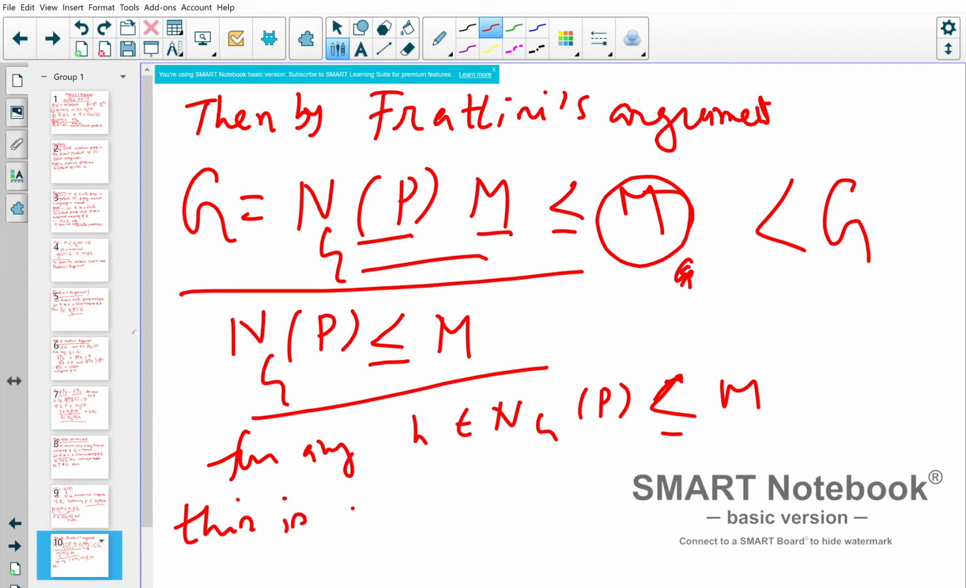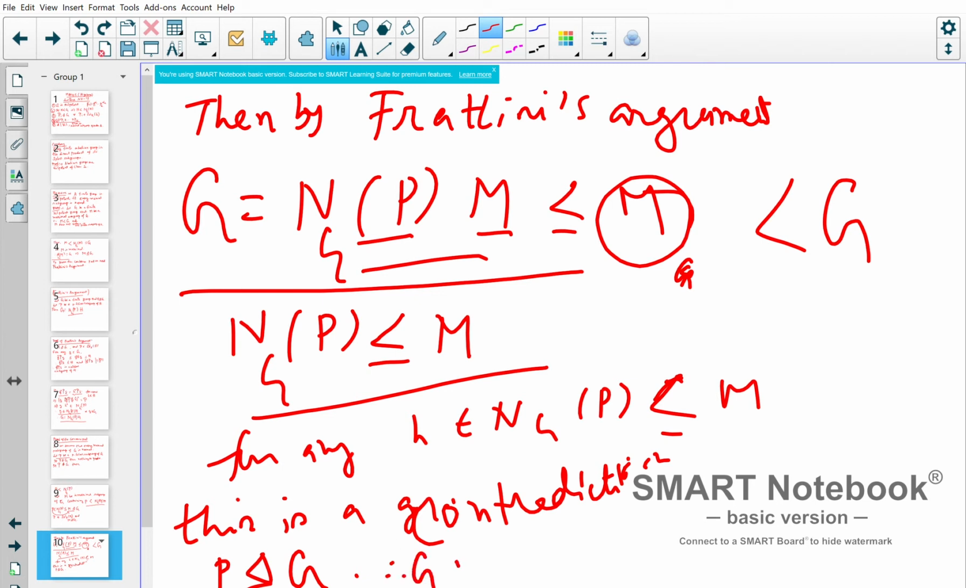This is not possible. You are showing that G is inside the maximal subgroup, but that cannot be, because maximal subgroups are always proper subgroups. So what does that mean? That means P is always a normal subgroup of G. This is the meaning of the statement. Every Sylow subgroup is a normal subgroup of G, and thus G is nilpotent.